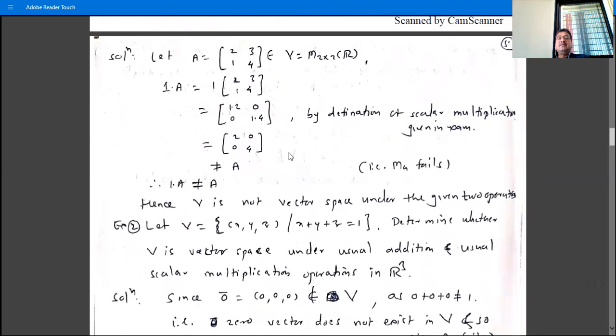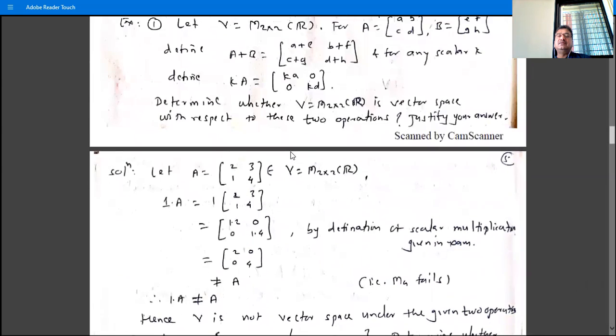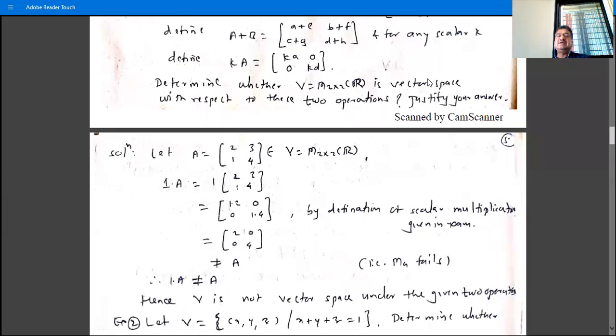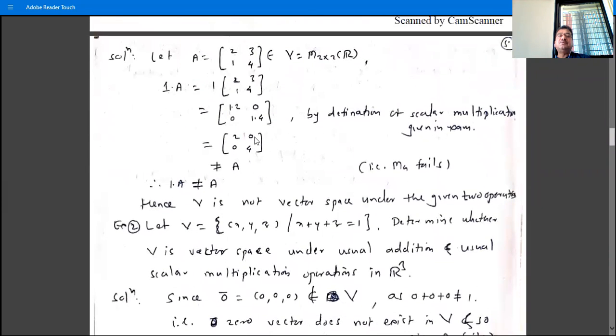So write the answer of this example like this. Give the counter example. The counter example is the very best method to give examples of a set that is not a vector space. So if the set is not a vector space, as far as possible, give the counter example, a particular example, instead of a general example. Instead of taking A, B, C, D, the matrix of order 2 by 2, take A as 2, 3, 1, 4. It is not necessary to take A as 2, 3, 1, 4.